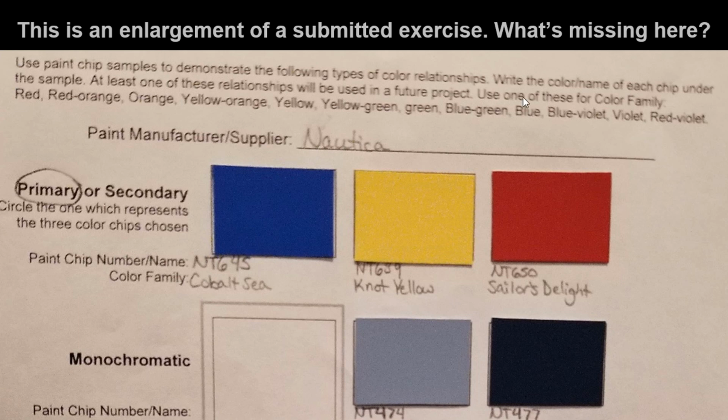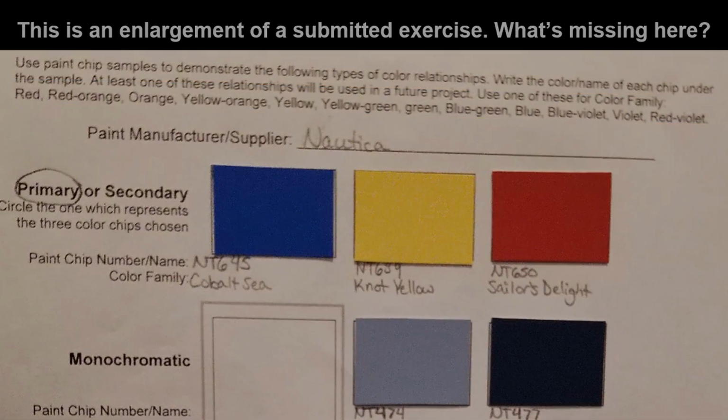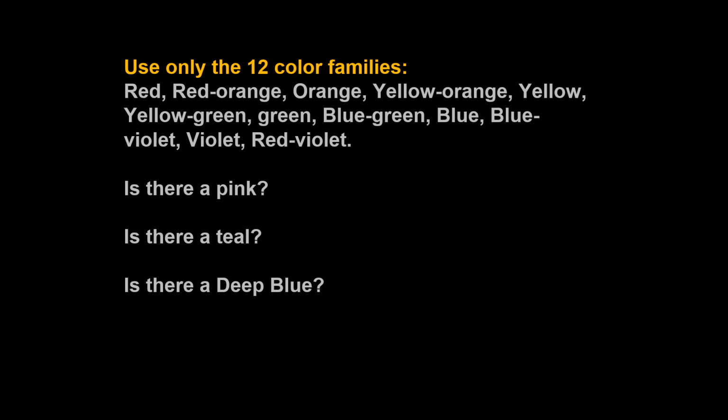The color family, remember, needs to be one of these. Because once you have one of these, you know where it falls on the color wheel, and then we can decide the colors to use that work with it. So these are the only color families you can use, and it's the 12 major color families that there are.